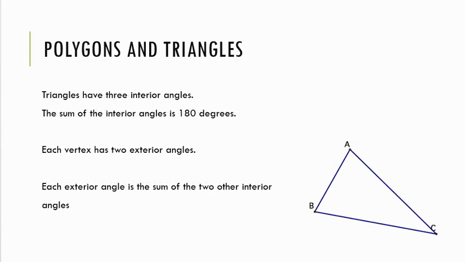And just one last thing about triangles. The interior angles add up to 180 degrees. Every single triangle, the sum of the three interior angles will be 180 degrees. Each vertex also has two exterior angles. Each exterior angle is the sum of the two other interior angles, and we'll get more into that in another lesson.